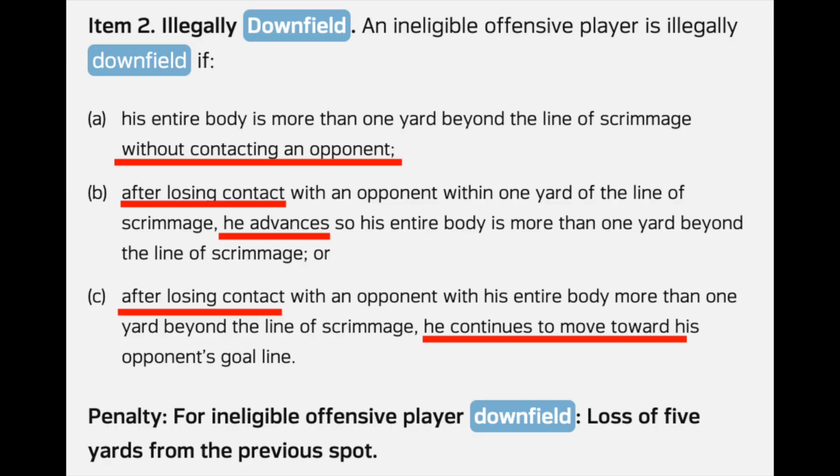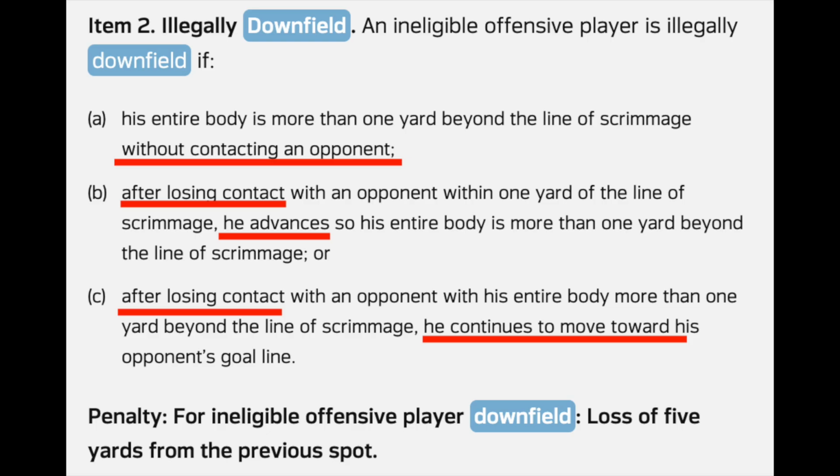So let's just review the rules real quick. Illegally downfield: an ineligible offensive player is illegally downfield if his entire body is more than 1 yard beyond the line of scrimmage without contacting an opponent. That's pretty common knowledge, right? You can't be downfield if you're passing. You can, however, if you lose contact and you don't advance downfield.